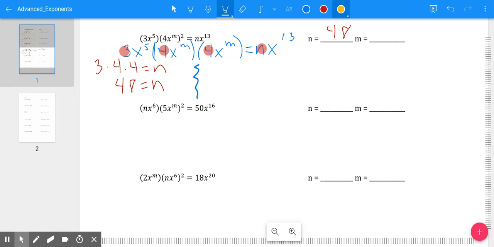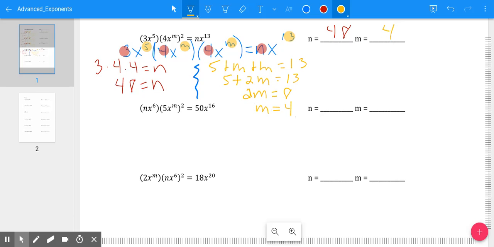Then for our exponents, again, we're going to have 3 of them, 5, m, m, and they need to total out to 13. So now we'll do 5 plus m plus m equals 13, or 5 plus 2m equals 13. Subtract over the 5, we're left with 8, and then we'll divide to find out that m equals 4.